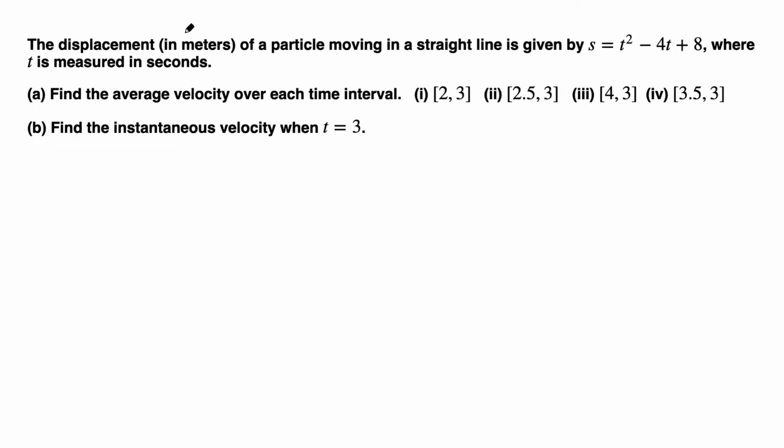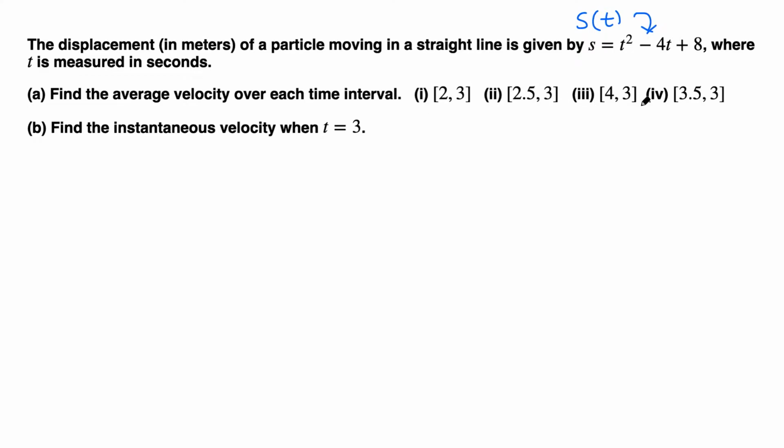The displacement in meters of a particle moving in a straight line is given by this function. So the displacement S is written in terms of t by this formula, where t is measured in seconds. In part A, we are asked to find the average velocity over each time interval.